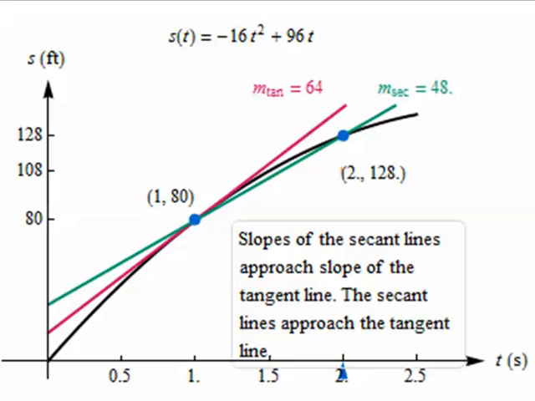Here's a graph that might be helpful to you. The green line is a secant line. And what we're trying to do is bring those two blue dots closer and closer to each other until I can get a good approximation of the slope of that tangent line. And so the approximation of the slope of that tangent line is 64.